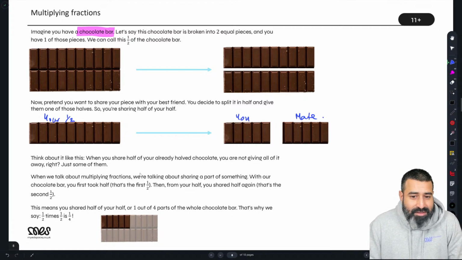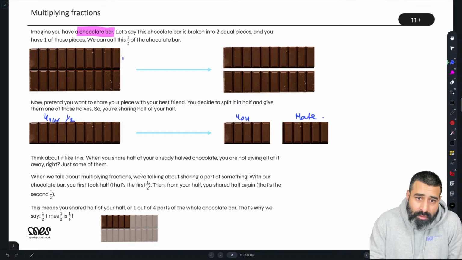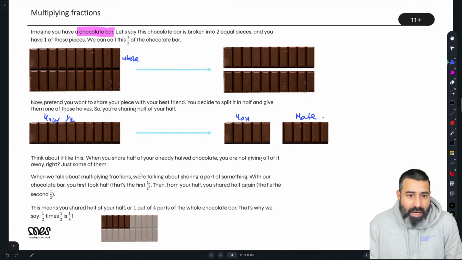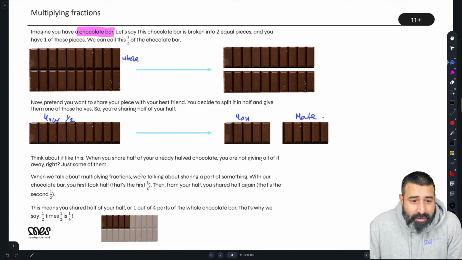Now, think about it like this. When we share half of your chocolate, you're not giving all of it away, right? You're just giving some of it. Now, when we're talking about multiplying fractions, we're talking about sharing part of something, okay? You're not giving it away. Now, with our chocolate bar, we first took half, okay? So, for example, here is a whole, and we already split it into a half. Once we had our half, we split it into half again, okay?